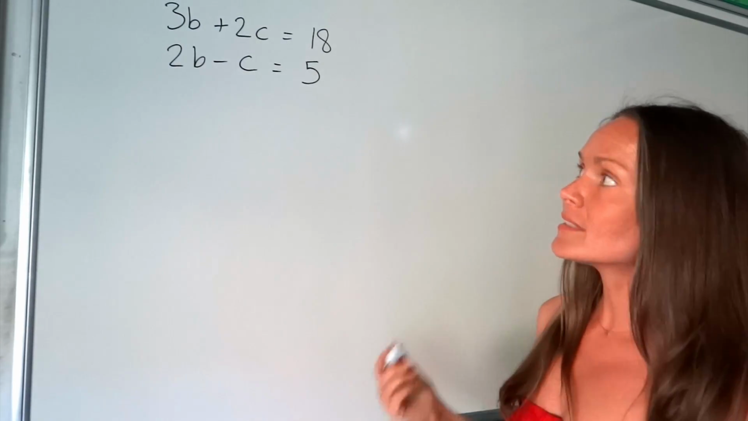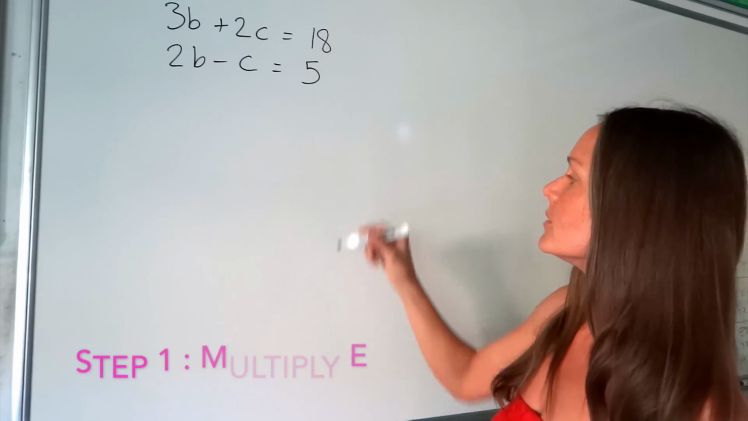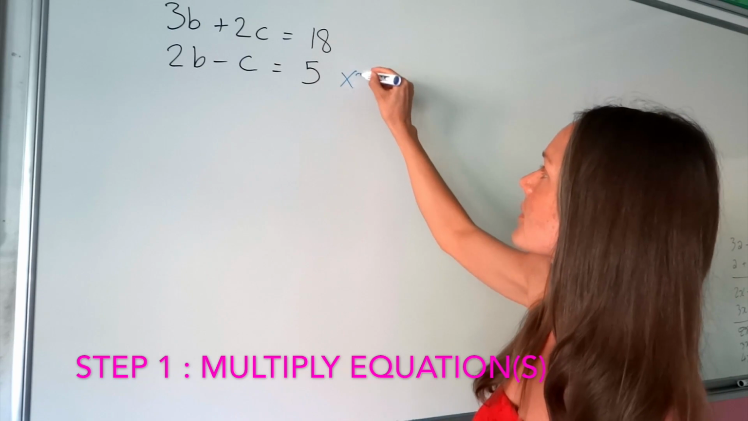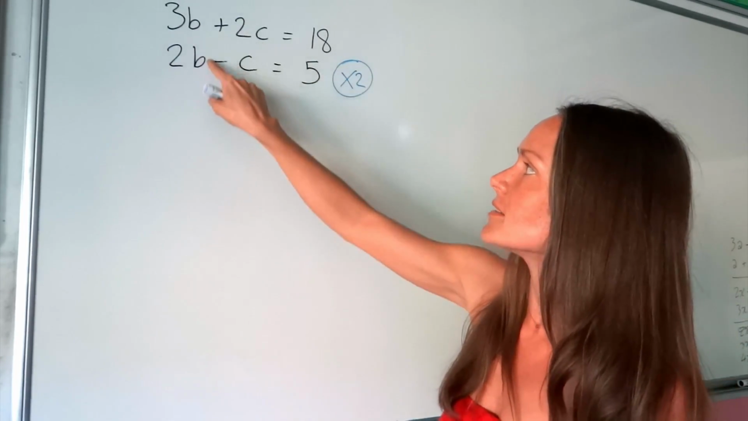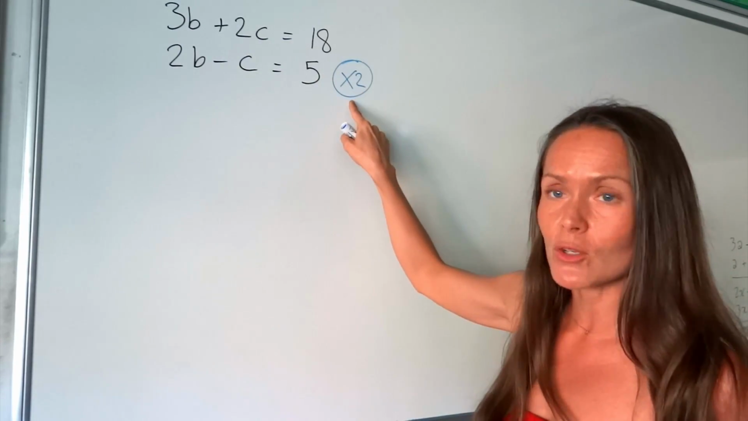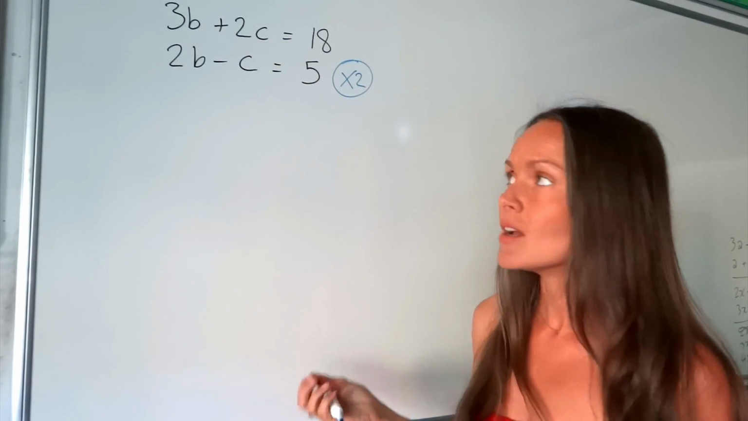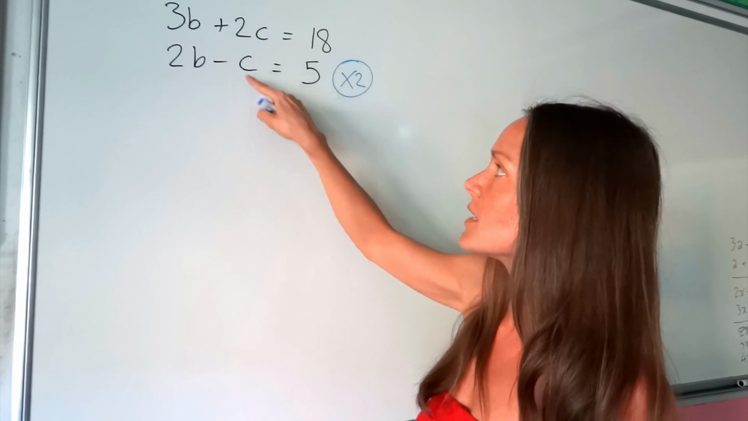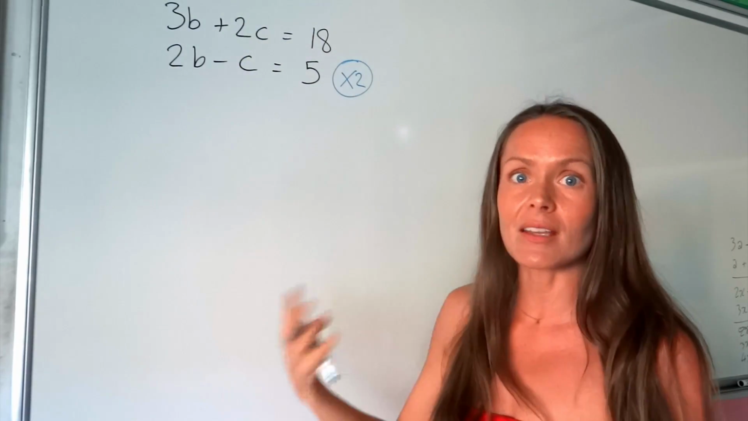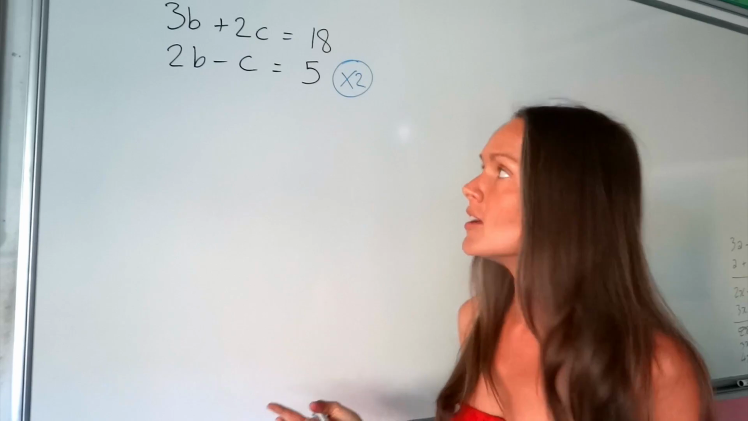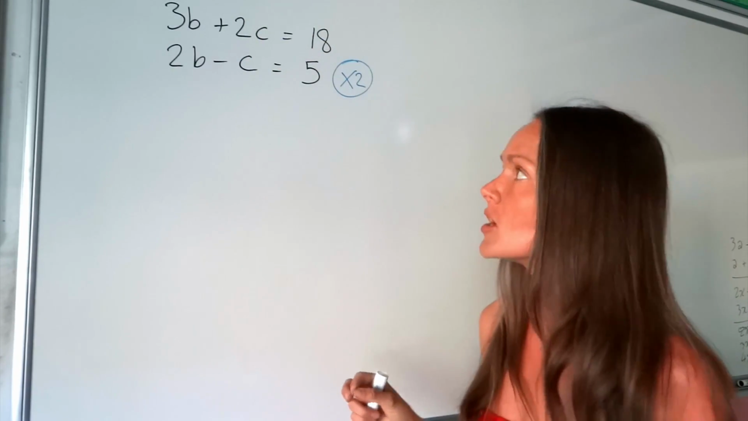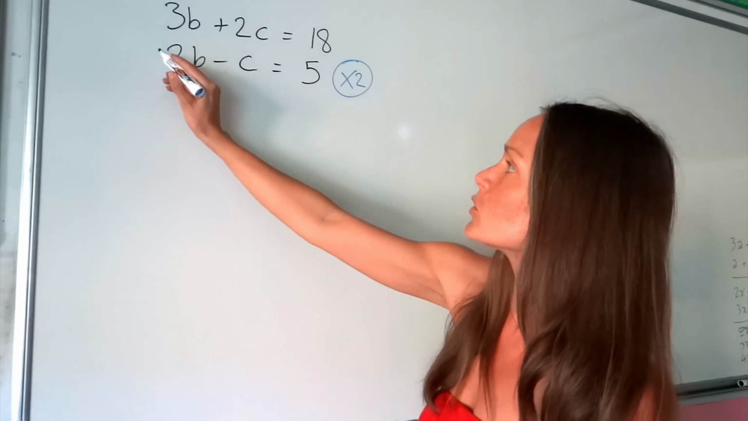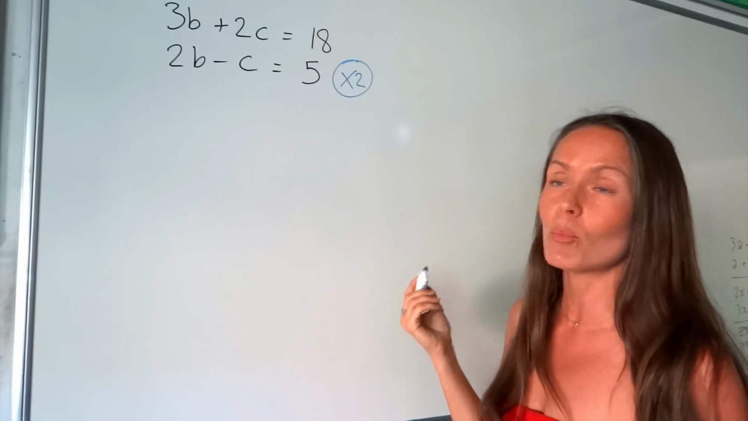The easiest and the quickest way to do it on this one is to multiply that bottom equation by 2. Because if I multiply negative C by the number 2, I get negative 2C. Then I'll have positive 2C and negative 2C, and then I can continue adding or subtracting. My goal is to make sure the numbers are the same on the letters first. So let's do that. I'm going to multiply everything in that equation by 2.